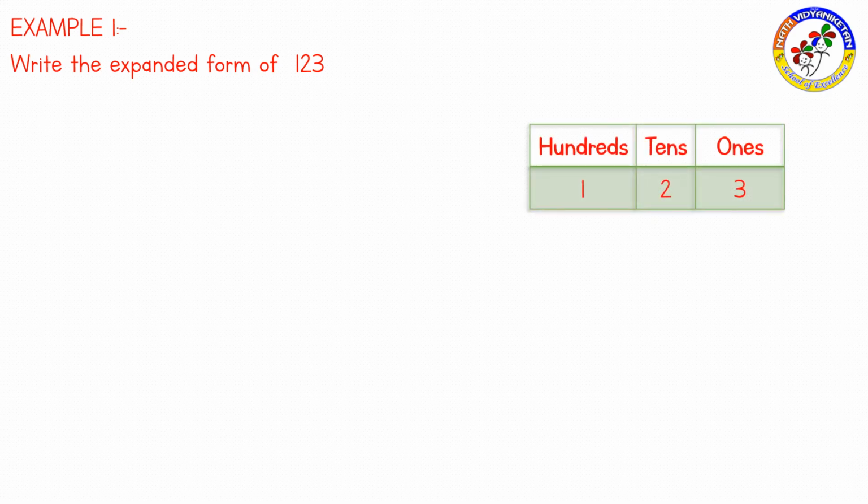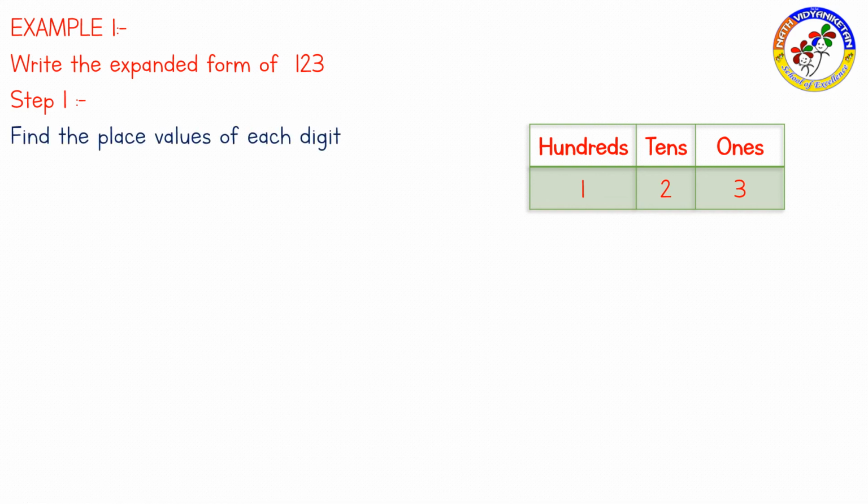Example 1. Write the expanded form of 123. 123కి expanded form అడుగుతున్నారు. So first ఏం చేయాలి? First write the place values. 3 is in ones place, 2 is in tens place, 1 is in hundreds place.